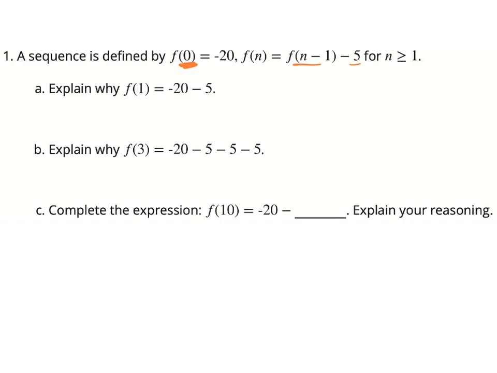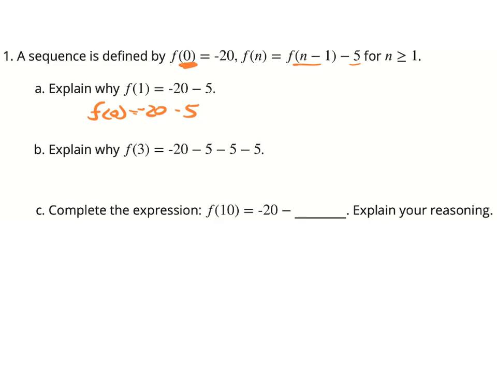Explain why f of 1 is negative 20 minus 5. Because we started at f of 0, which was negative 20, the first term has to be negative 20 minus 5. Since f of 0 was negative 20, the first term has to be the 0th term minus 5.